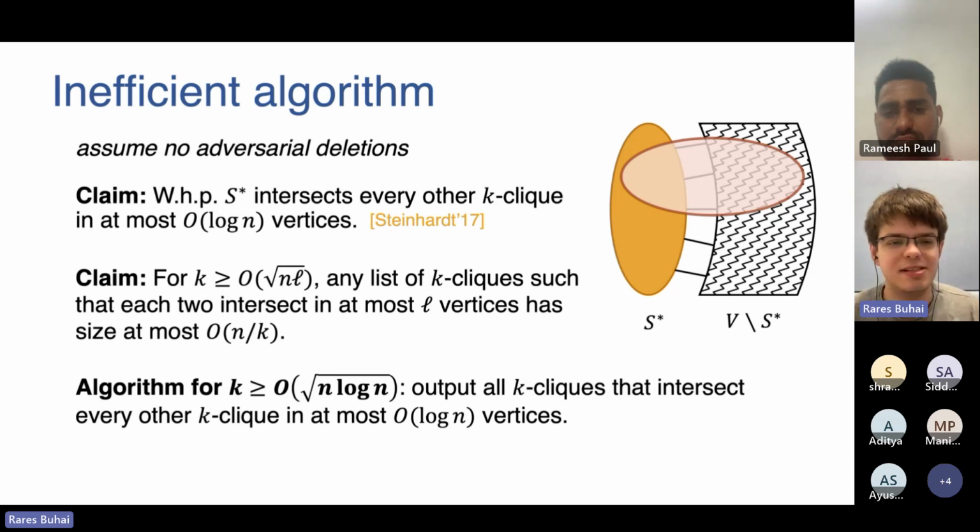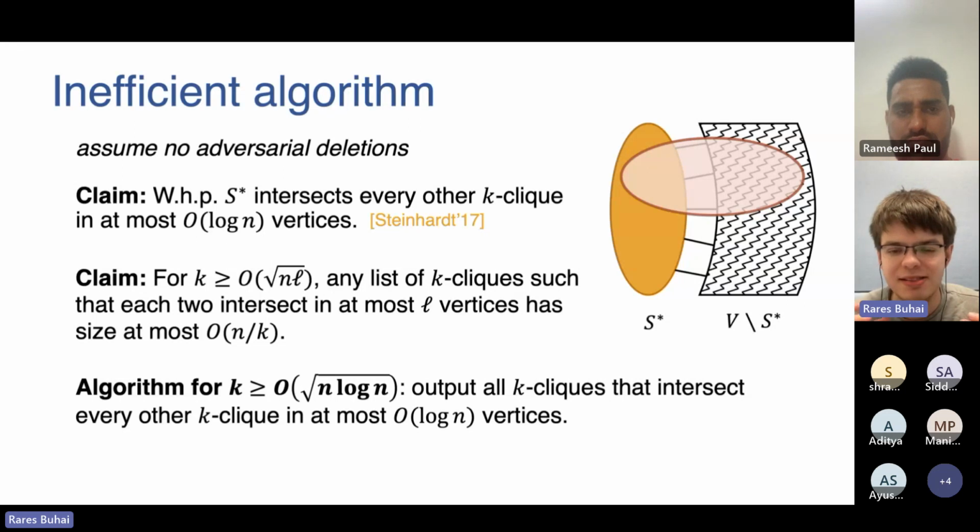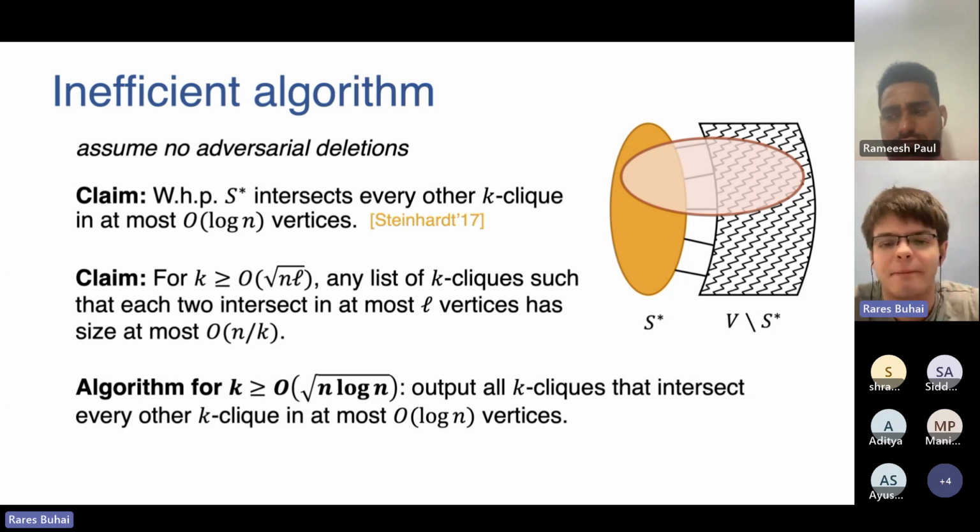So then let's see why this is good. So first of all, note that this outputs S star, because we know that by the first claim, S star intersects every other k clique in at most log n vertices. So it must be part of the output of the algorithm. And now how many things does the algorithm output? Well, we know that k is at least root n log n. Intersection is log n. So by the second claim, the list that it outputs can have size at most O of n over k. So this algorithm actually produces a small list that includes the true clique. And I can also mention that it's even possible to make this algorithm run in quasi-polynomial time, but we are interested in polynomial time.